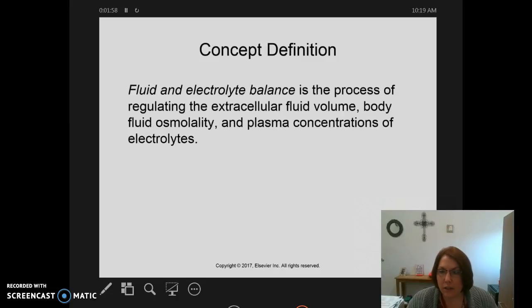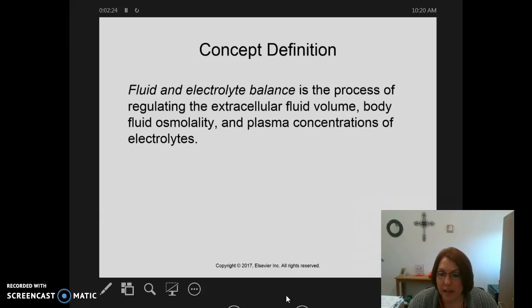So to start out, this definition comes from your concept book, your Giddens book. Fluid and electrolyte balance is a process of regulating the extracellular fluid volume, body fluid osmolalities, and plasma concentrations of electrolytes. I mentioned in a previous lecture that with fluid and electrolyte balance, you should think of it like a scale.